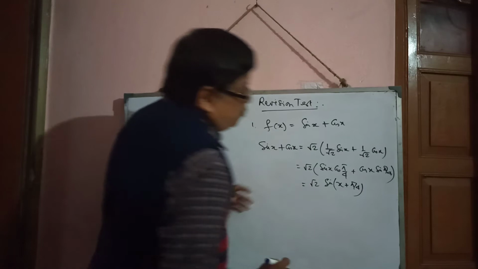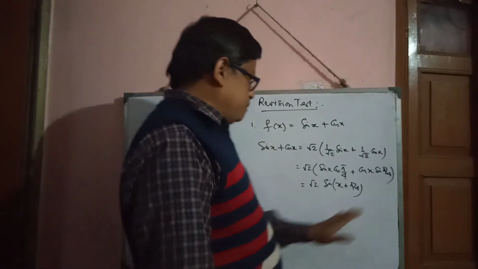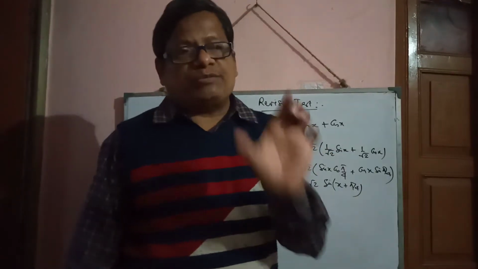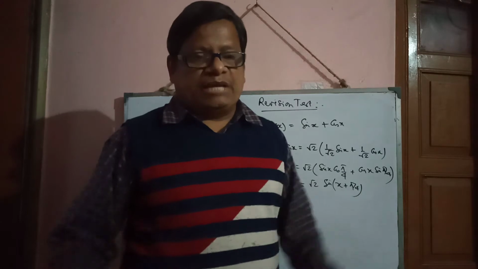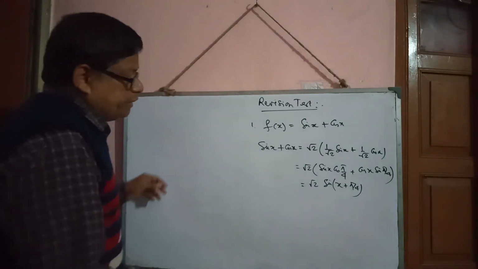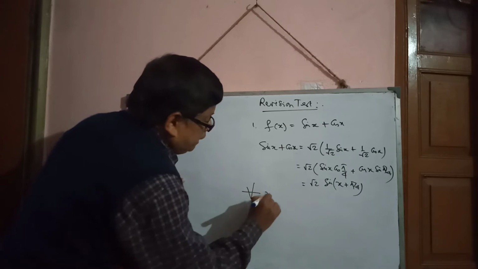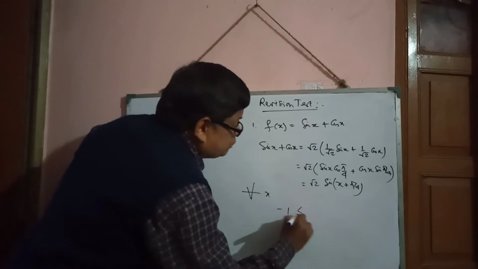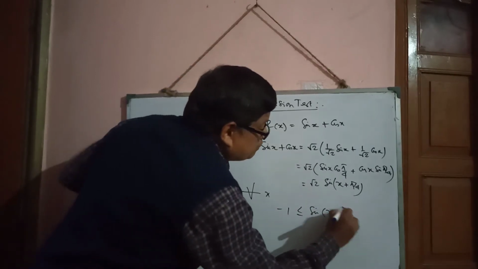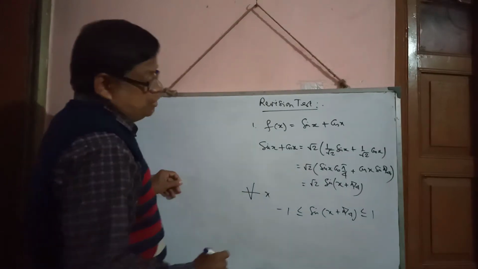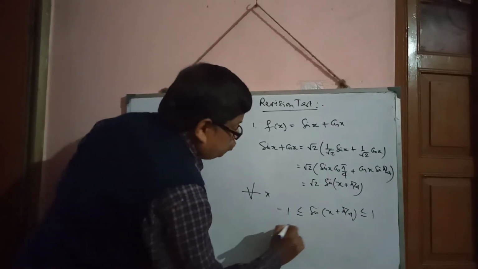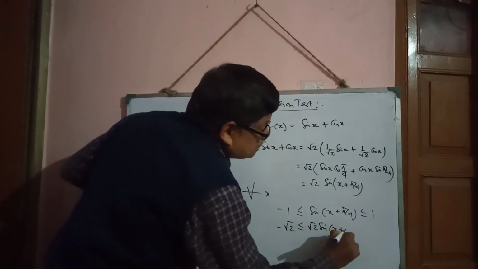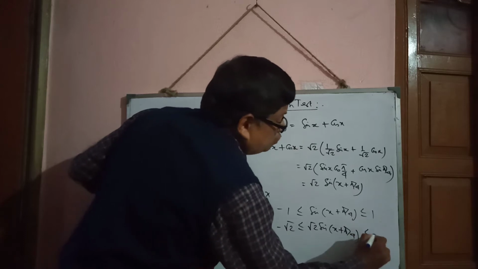Now for all real values of x, the value of sin x always lies between -1 and +1. So for all values of x, -1 is less than or equal to sin(x plus pi by 4), which is less than or equal to 1. Here root 2 is given, so multiply: minus root 2 is less than or equal to root 2 sin(x plus pi by 4), which is less than or equal to root 2.